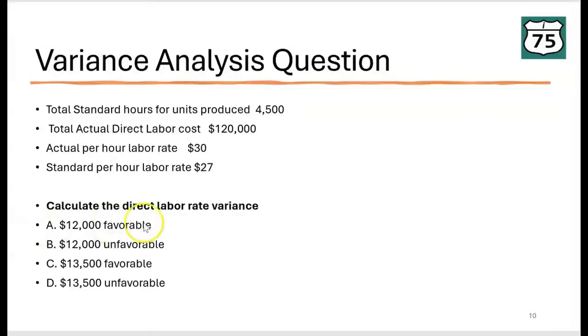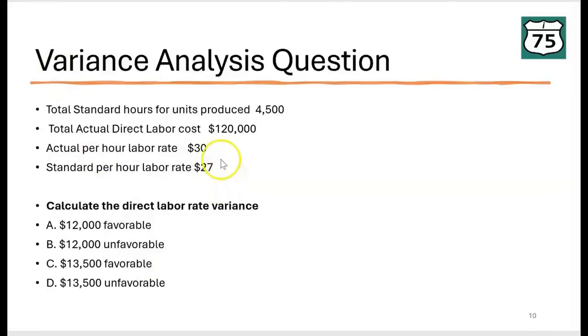Maybe you saw a question like this where it says calculate the direct labor rate variance, and they give you this information. Some of it might be relevant, some of it might not be. A rate variance, we're interested in the difference between the actual rate and the standard rate. Looks like they paid $30 for direct labor when the standard was only $27. So that's an unfavorable rate of $3 per hour. So we know the answer is going to be unfavorable, either B or D.